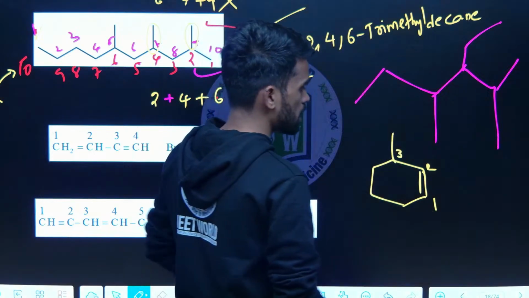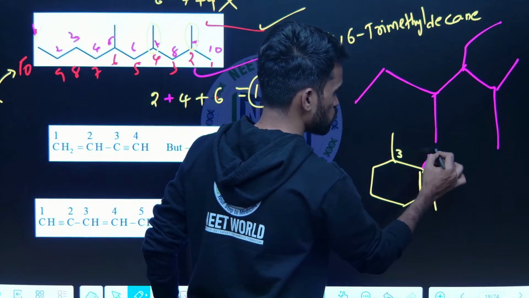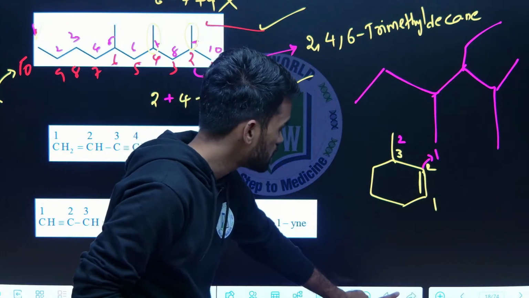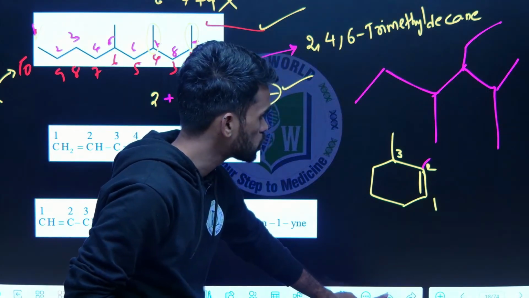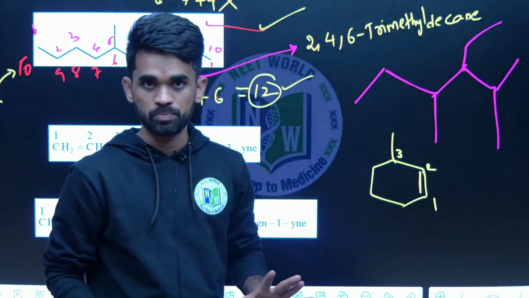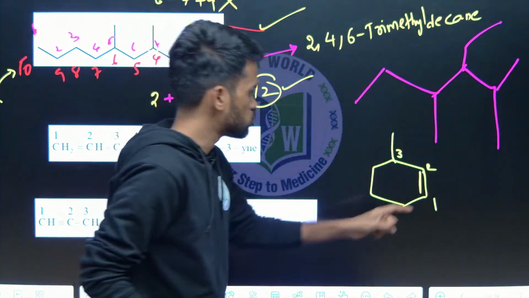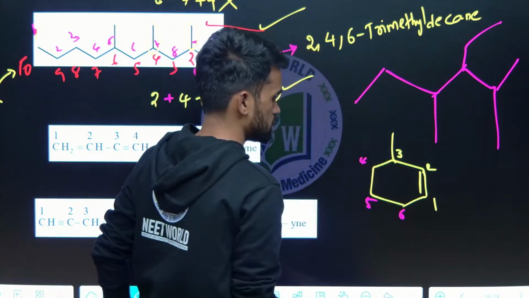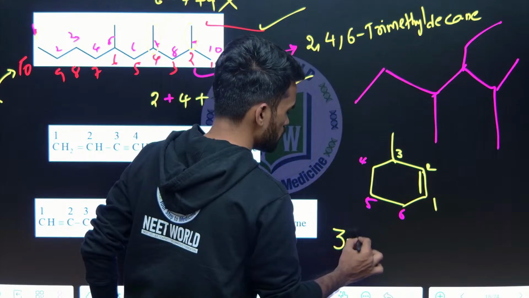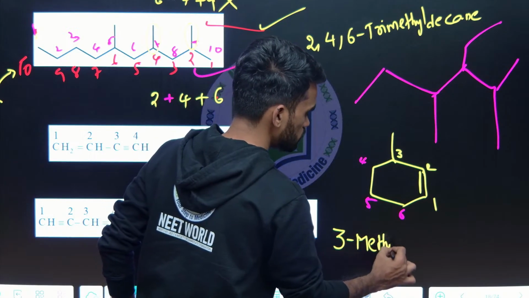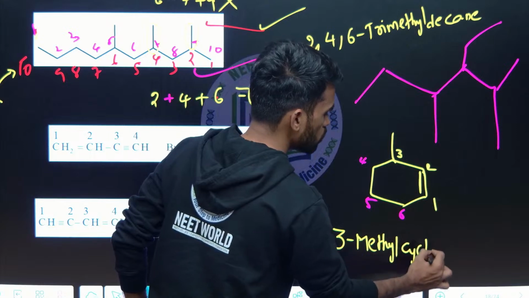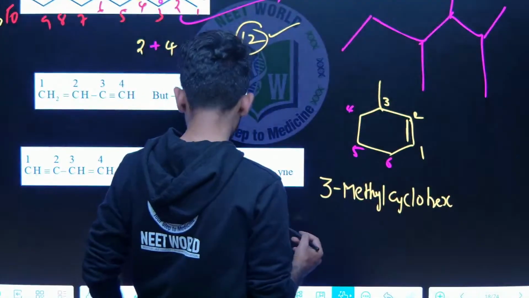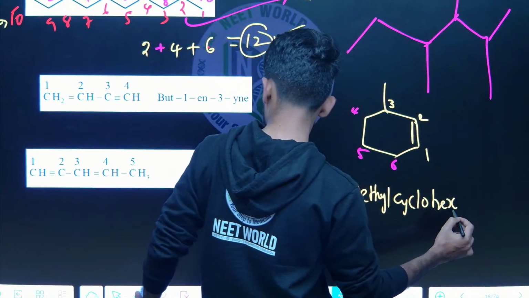Do not start that way, so this carbon can be given as 1, so this number will be 2, that is the lowest sum rule satisfied. No, always numbering should be in such a way that both carbons of this alkene should be numbered, then only give numbering for other substituents. So 1, 2, 3, this is perfect. 4, 5, 6 like this, that's it. So we have a methyl at the third position. So 3-methyl cyclohexene.